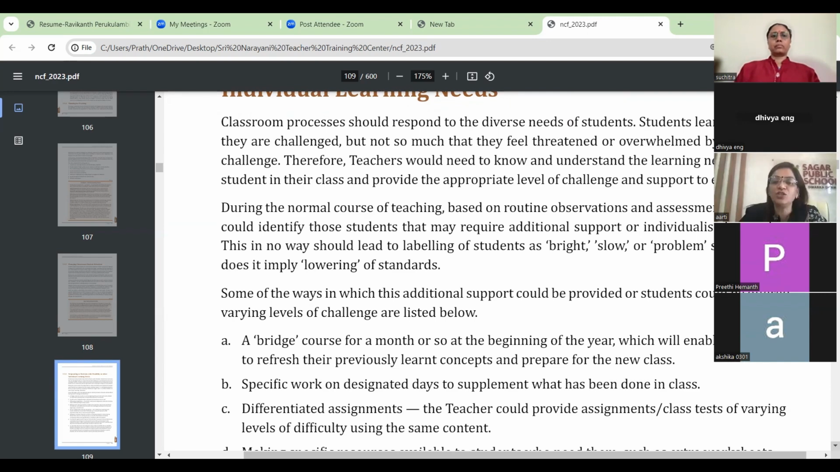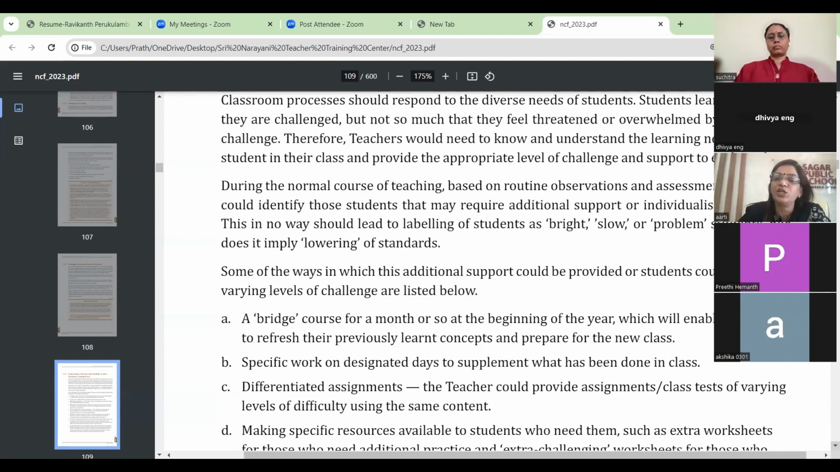Therefore, teachers would need to know and understand the learning needs of every student in their class and provide the appropriate level of challenge and support to each student. During the normal course of teaching, based on routine observations and assessments, teachers could identify those students that may require additional support or individual attention.